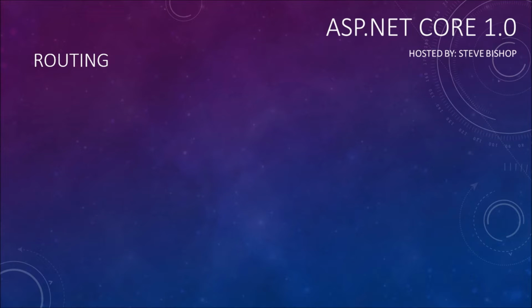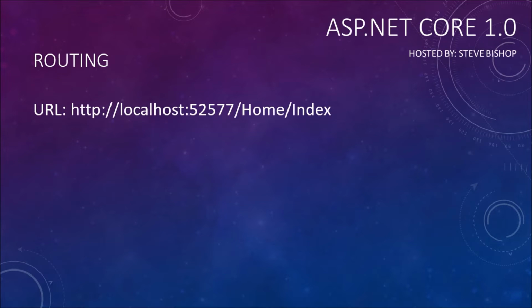So in our last video we were putting up a URL in our browser that looks something like this: http://localhost:52577/home/index. Now, obviously, there are different components to this URL based upon where your server is that you're hosting your application on, etc. But I want to break down this URL a little bit so that you can understand some of the different components.